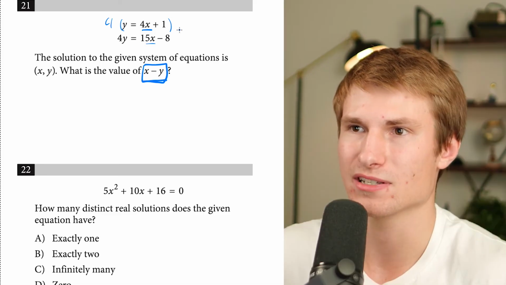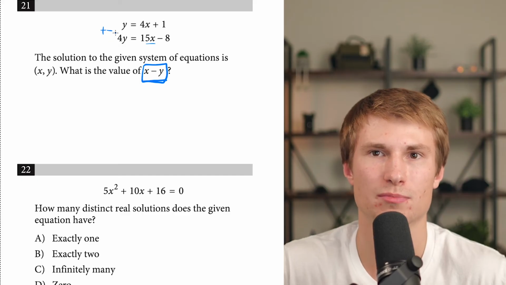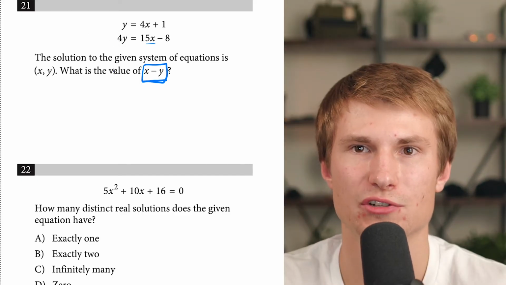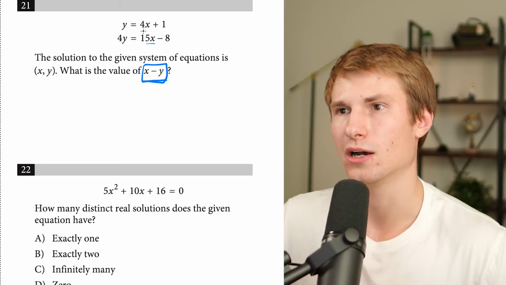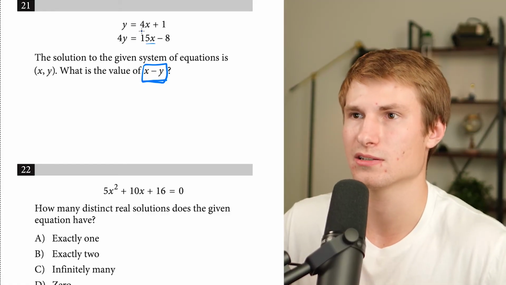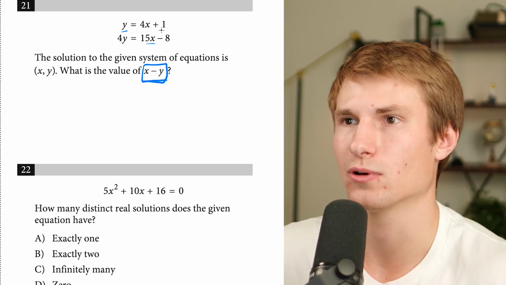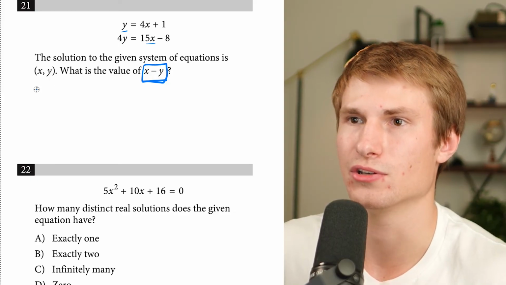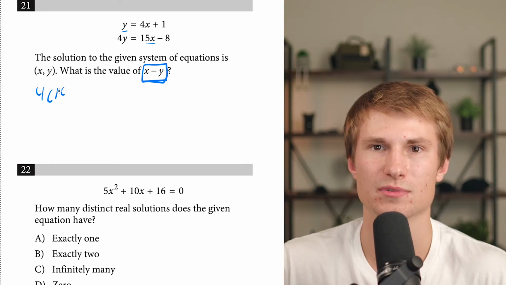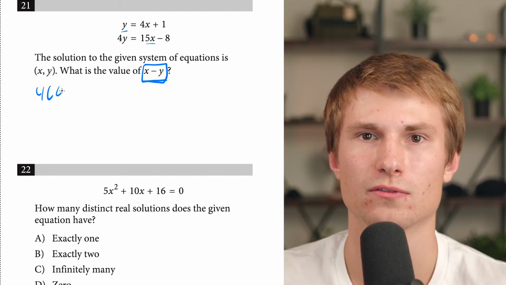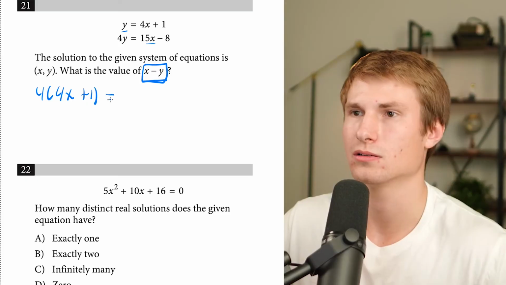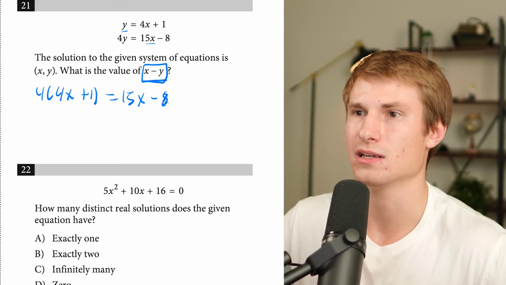So I don't really see any way that I can do this with a shortcut like plus or minus and multiplying. So what I'm actually going to have to do here is solve for x and y, which will take a little bit longer, but it's not that big of a deal. Right here, what I'd probably look to do is substitute in y equals 4x plus 1 for the value of y. So I'll go ahead and do that. So it'd be 4 times 4x. Let me rewrite that, it's a little bit messy. 4 times (4x plus 1) equals 15x minus 8.